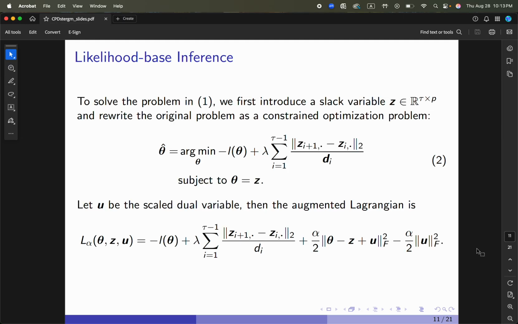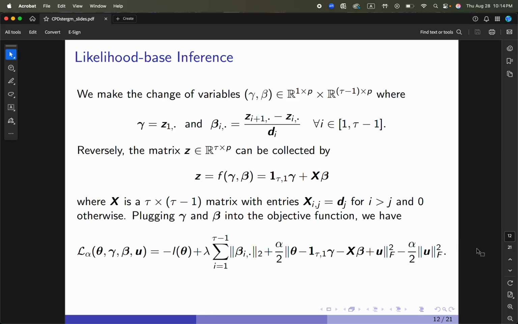To solve the original optimization problem, we first introduce a slack variable, and then we rewrite that problem as a constrained optimization problem. Let U be the scaled dual variable, then the augmented Lagrangian can be expressed as follows.